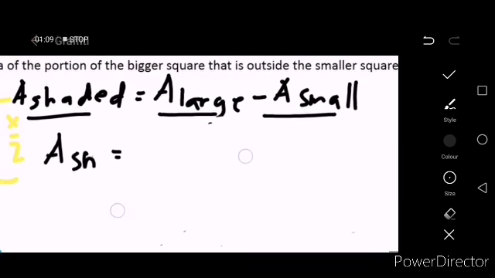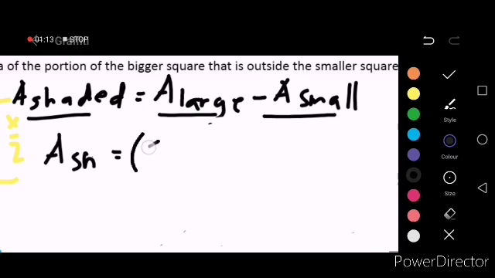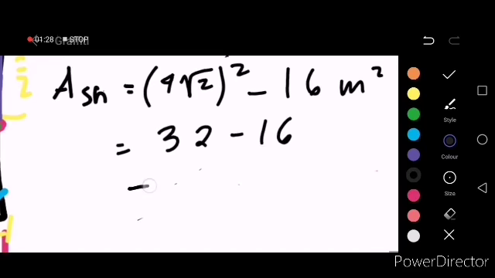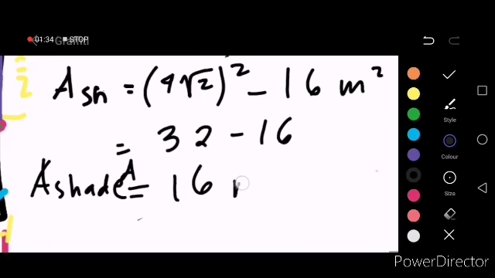At ang formula naman ng area ng square, napakadali. Square mo lang yung side. Kaya meron tayo ngayon dito na 4 square root of 2 squared minus 16. Sa mga nagtataka kung saan galing yung 16 na yan, yun yung galing sa given kanina. So, the area now is equal to what? Yes, 32 minus 16. So, the final answer now for the area of the shaded is 16 meters squared.